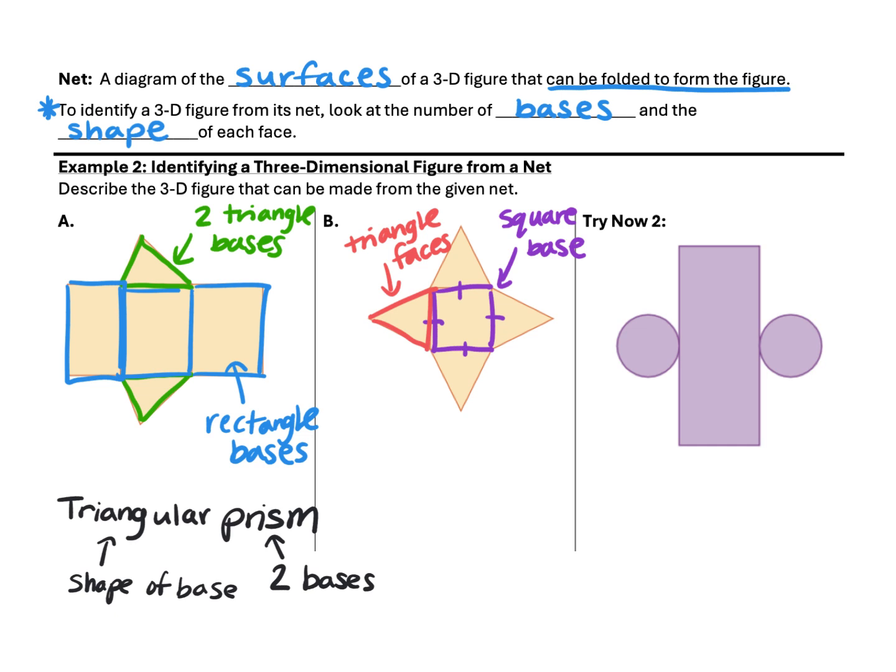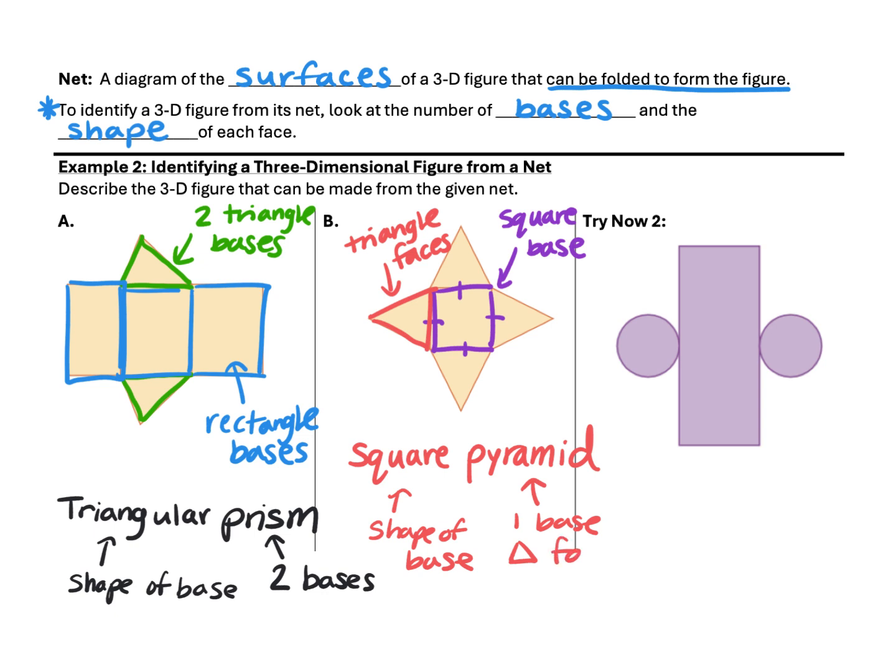So those triangles are going to fold up and they're going to connect at a common vertex, making this a square pyramid. Square, again, comes from the shape of the base. And pyramid comes from the fact that there's 1 base and triangle faces.